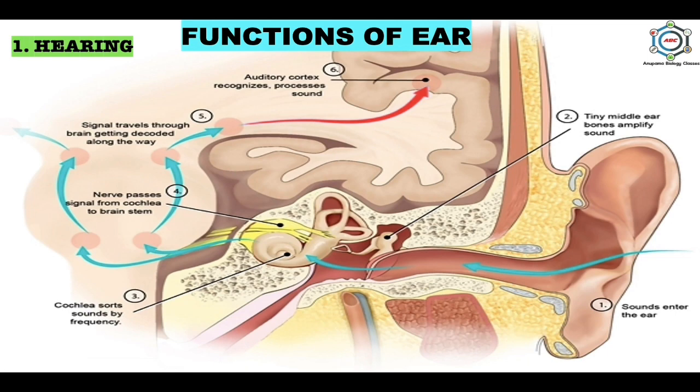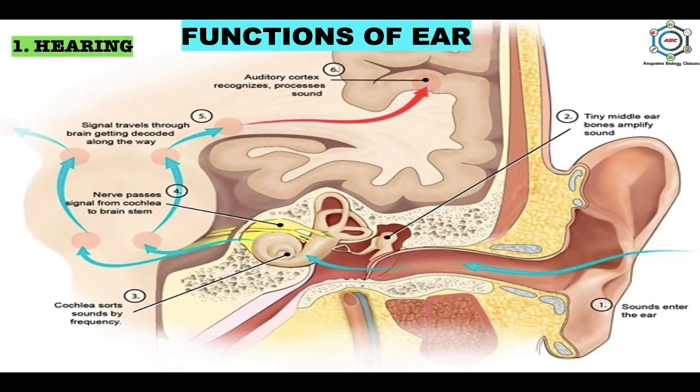Then the tiny middle ear bones amplify the sound. After that, the cochlea sorts sound by frequencies. Then the nerve passes signals from the cochlea to the brain stem. Then the signal travels through the brain, getting decoded along the way. And the last one, that is the auditory cortex, which recognizes and processes the sound.